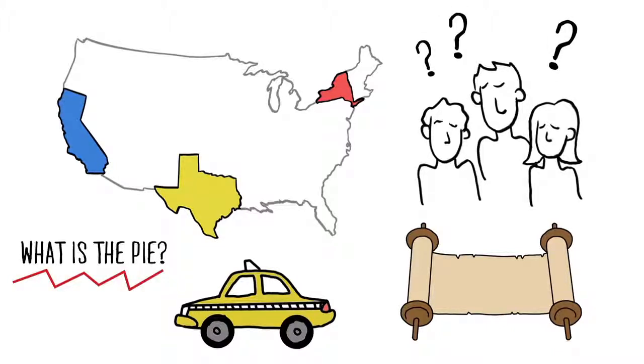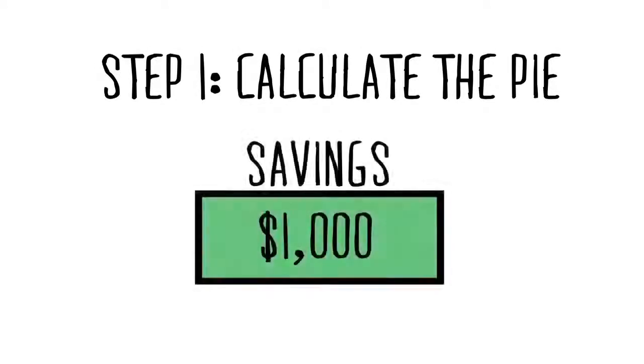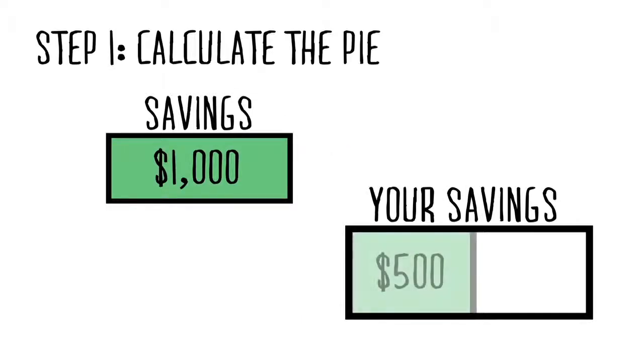The key takeaway is to start a negotiation by calculating the pie. Once the conversation is focused on the pie, in this case, the $1,000 savings, all the clutter and irrelevant detail fall away. Then, since you're essential to make that pie, you should get at least half.